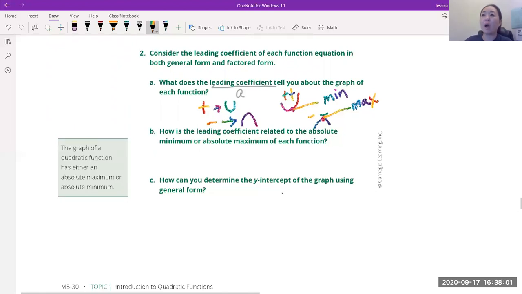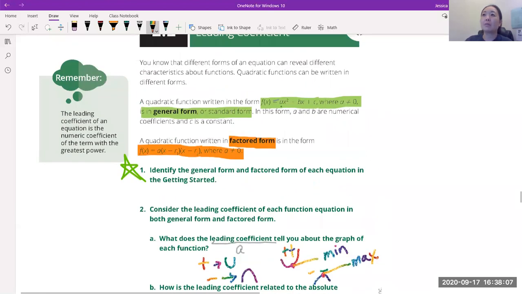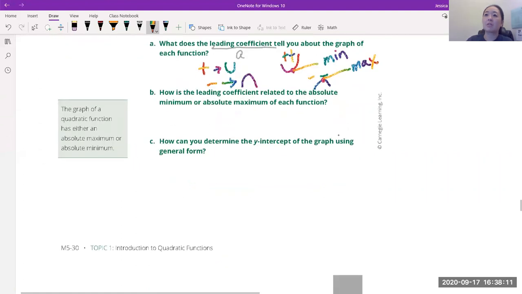So how can you determine the y-intercept of the graph using the general form, i.e. standard form? Do you remember what letter that was? Remember we talked about it? Yep, it's this plus c right here. So the c is going to tell us that. Look at the c, look at the number that's by itself. That's going to tell you.